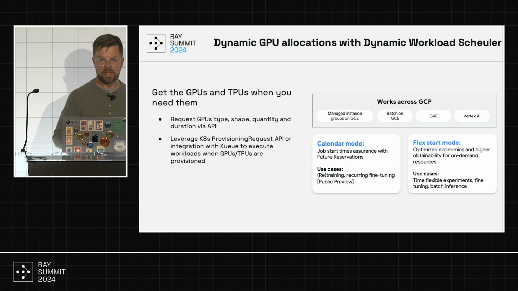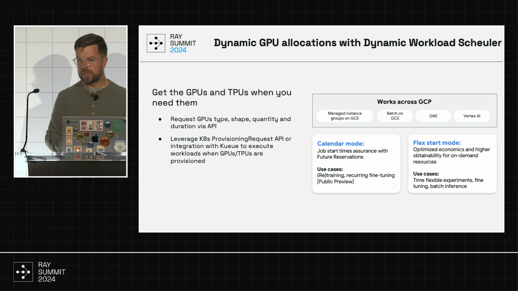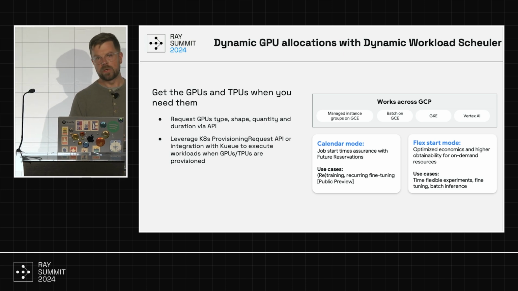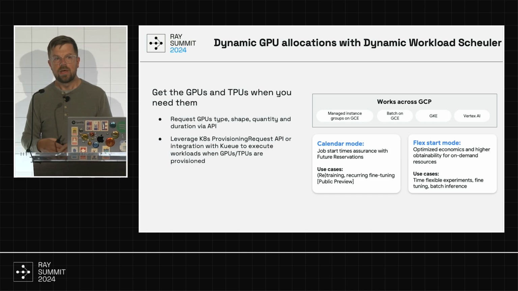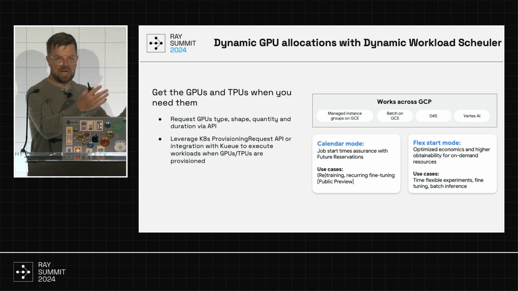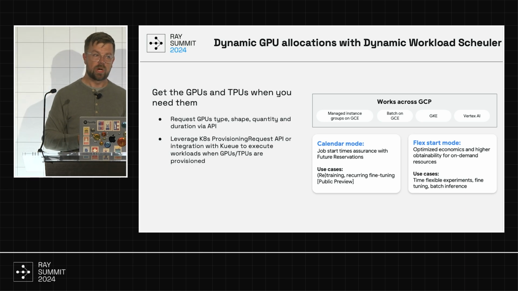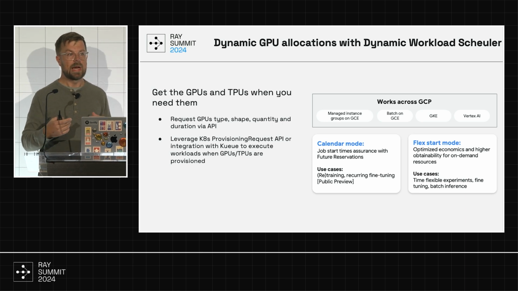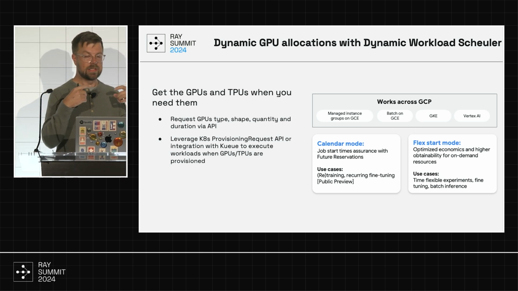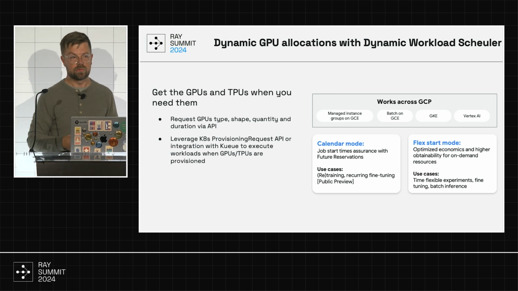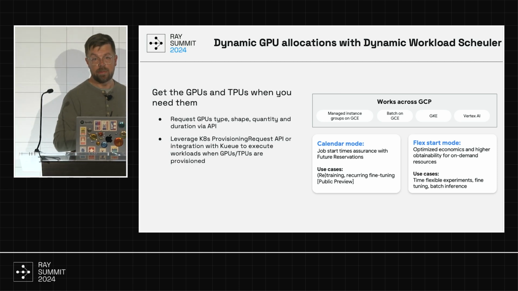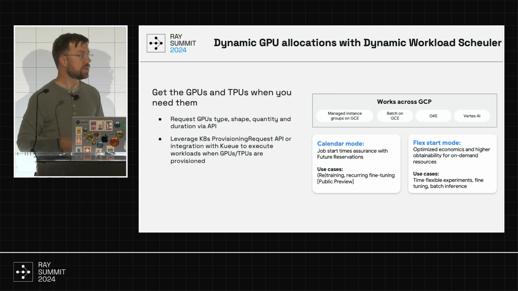And the way in which we're doing that is what's called dynamic workload scheduling. And again, this is a Kubernetes API that we're exposing actually across GCP. And this really allows you to say, again, I'm going to request the resources that I need. And with Queue, the project I was mentioning a second ago, we can now dynamically schedule those resources, or schedule the job, I should say, as soon as those resources are available.